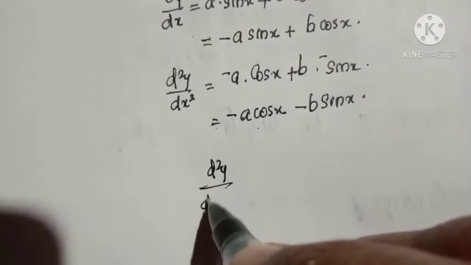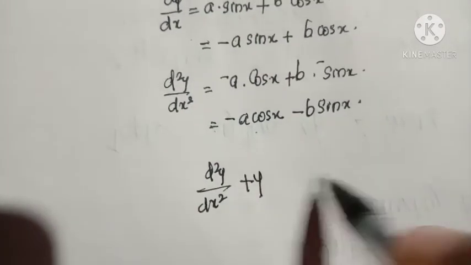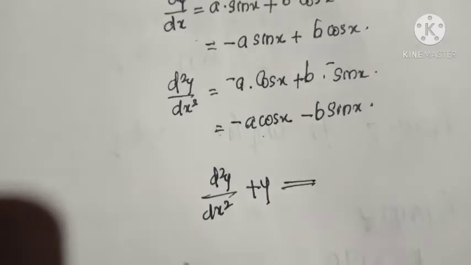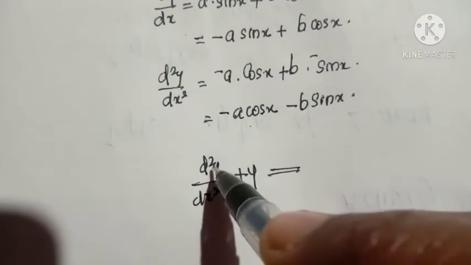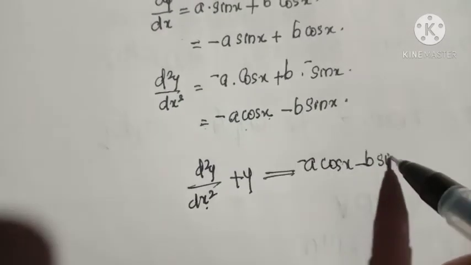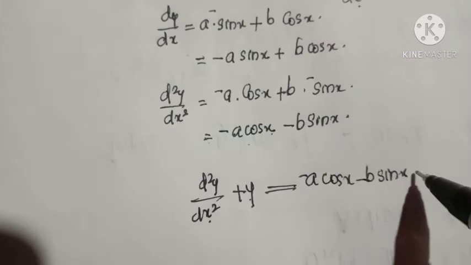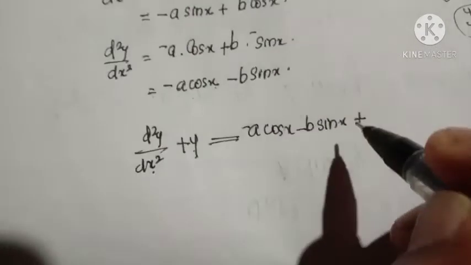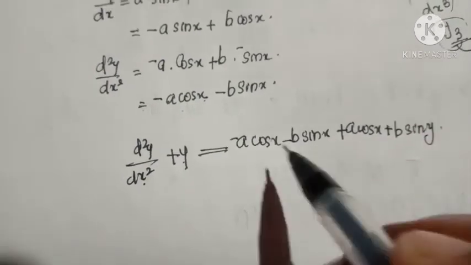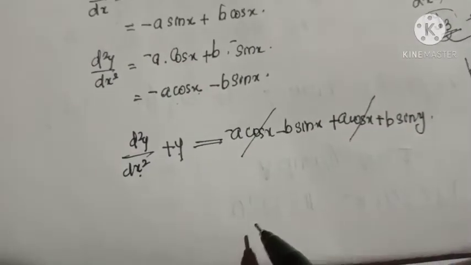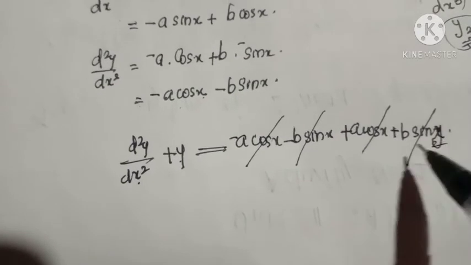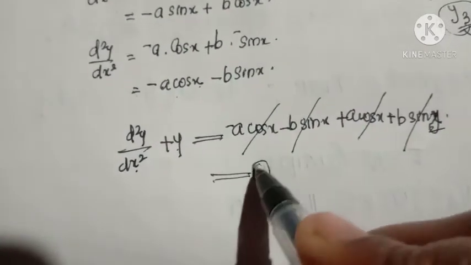d square y by dx square plus y. Don't write equal to 0. We are going to verify whether it is equal to 0 or not. Okay. So put this value. d square y by dx square is minus a cos x minus b sin x. Then plus y. What is y? a cos x plus b sin x. So minus a cos x plus a cos x cancel. Minus b sin x plus b sin x cancel. So this is equal to 0.